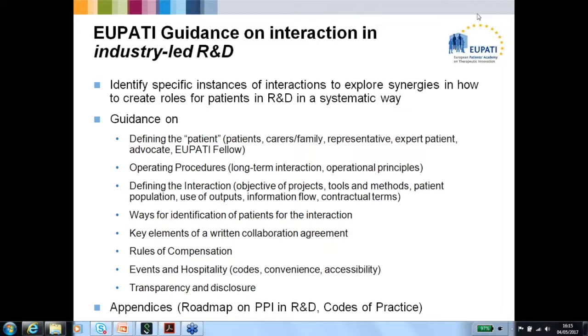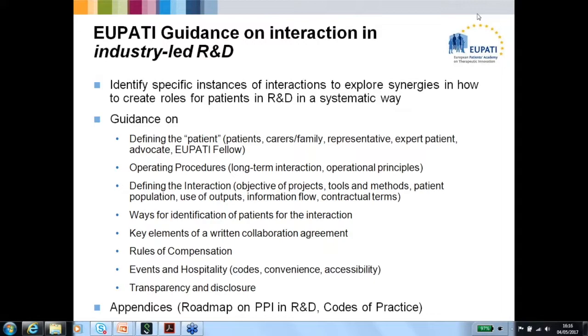And the guidance covers ways for identifying patients, because a number of times you'll hear people saying, well, I'd love to engage a patient, but how do I go about doing that? What sort of groups do I need to work with? And again, the guidance document does give you some pointers there. We wanted to cover key elements of what should be covered in a written agreement, the rules for compensation, and cover events and hospitality, how you might cover travel costs and help people actually contribute to patient involvement. And most importantly was obviously transparency and disclosure, which again I'll mention.